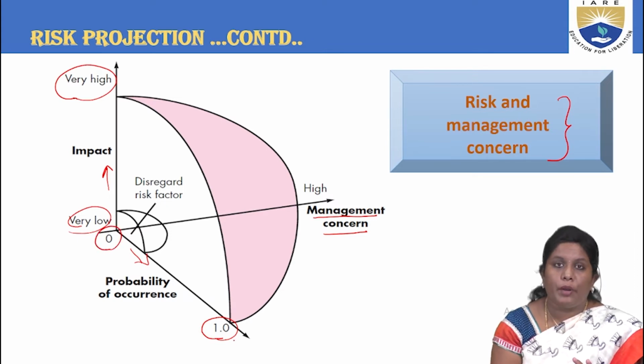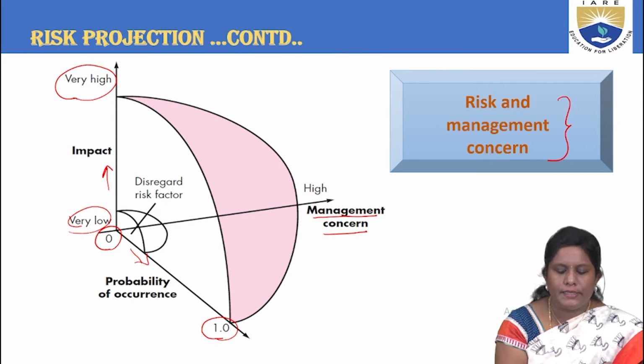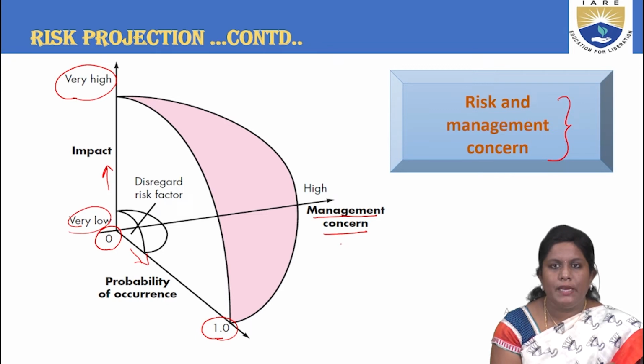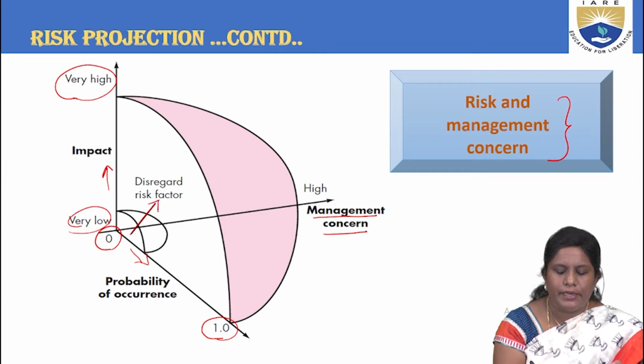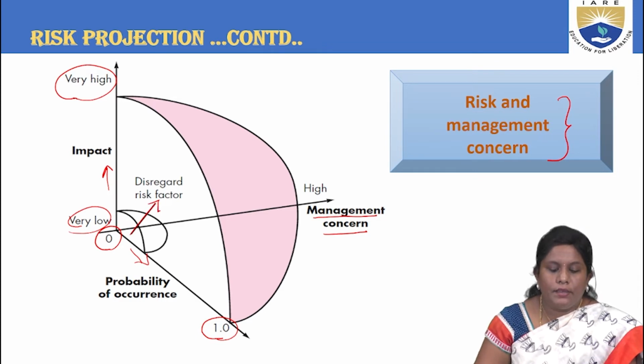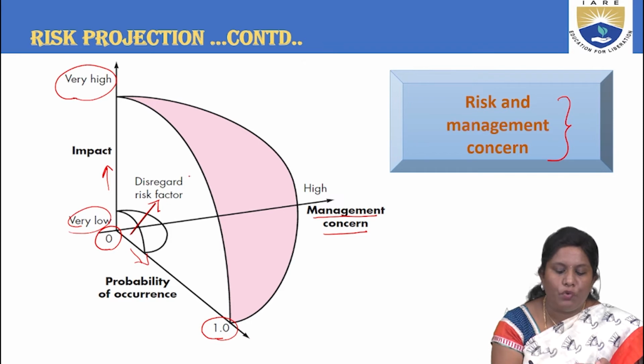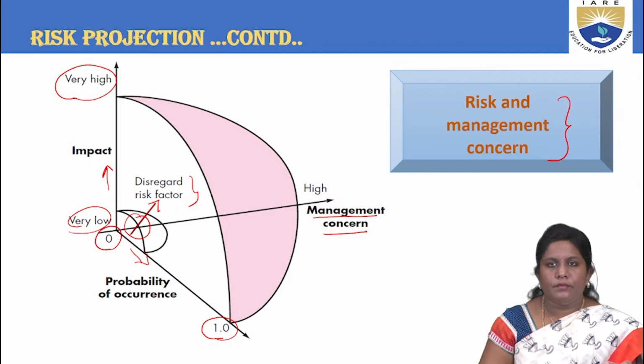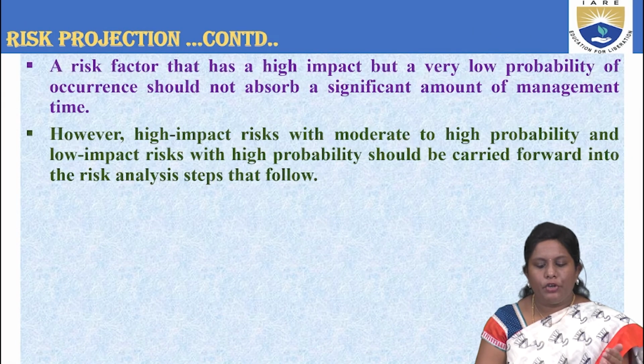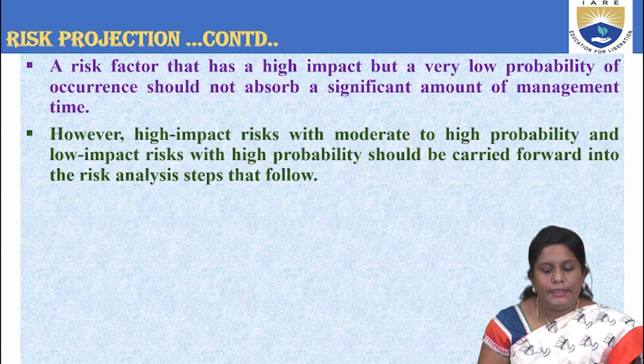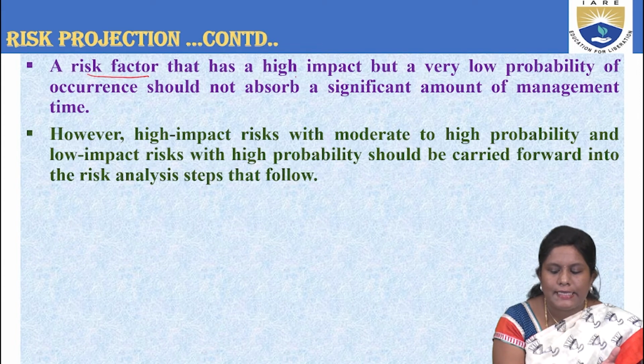Whenever you're talking of probability of occurrence, it is 1.0. That can be substituted in the formulas, that is, whatever we have in the risk projection. As you go up, it is leading to high, and whatever is leading from the low to the high is the management concern. So this particular line is about the risk factor, meaning you are not trying to focus much on the risk factor at this particular level.